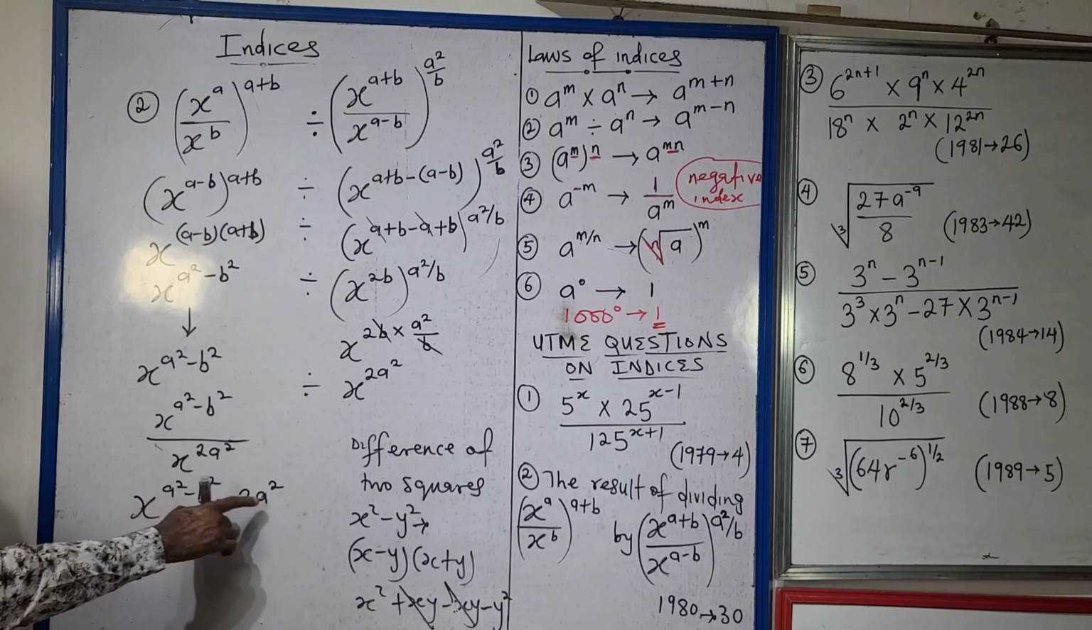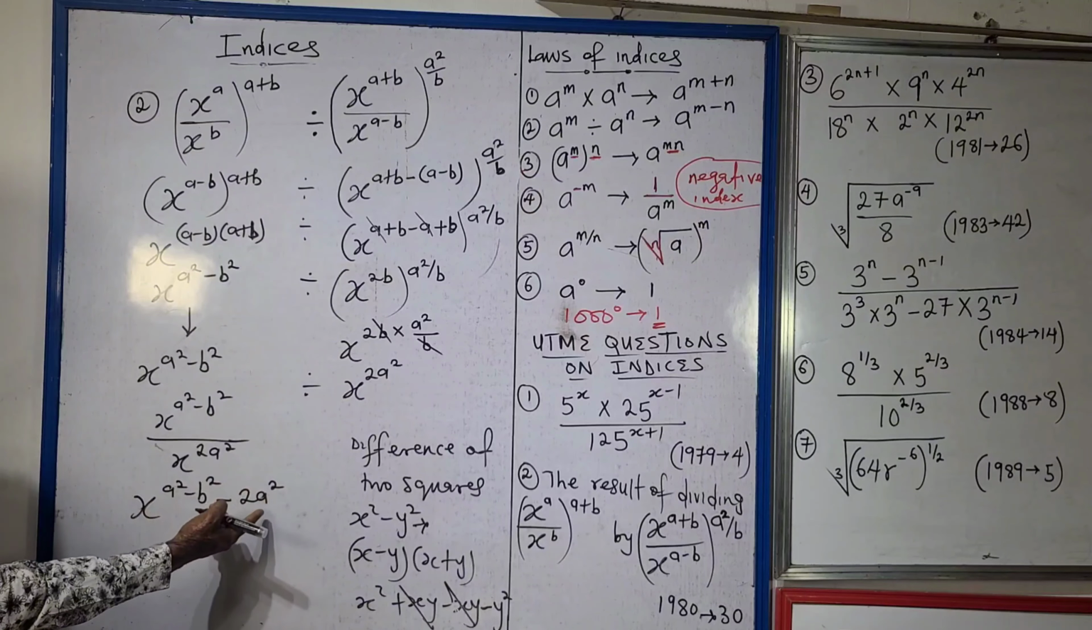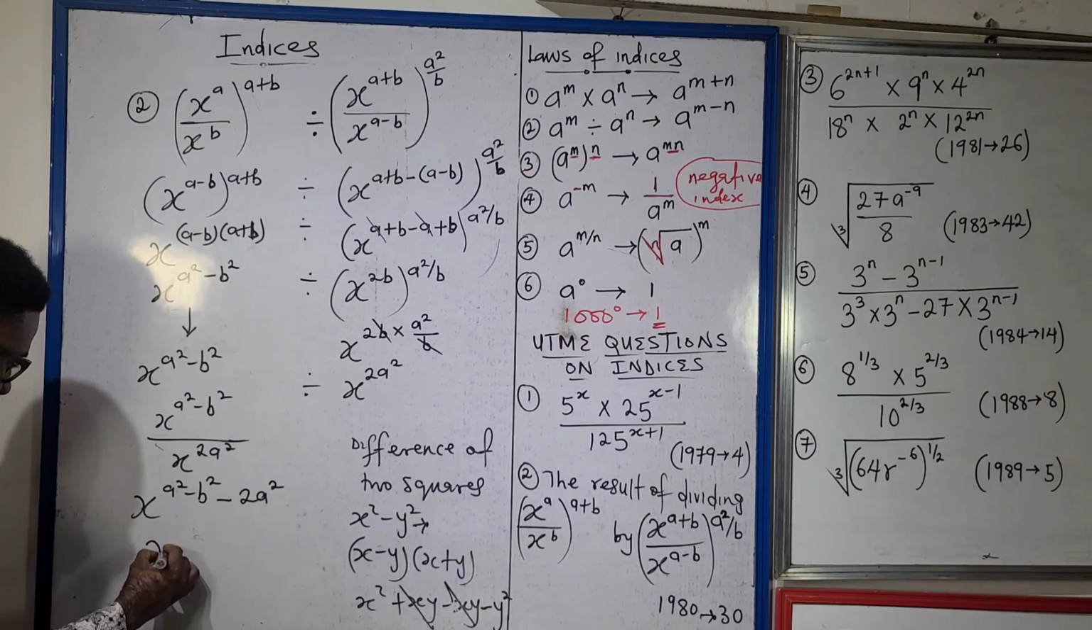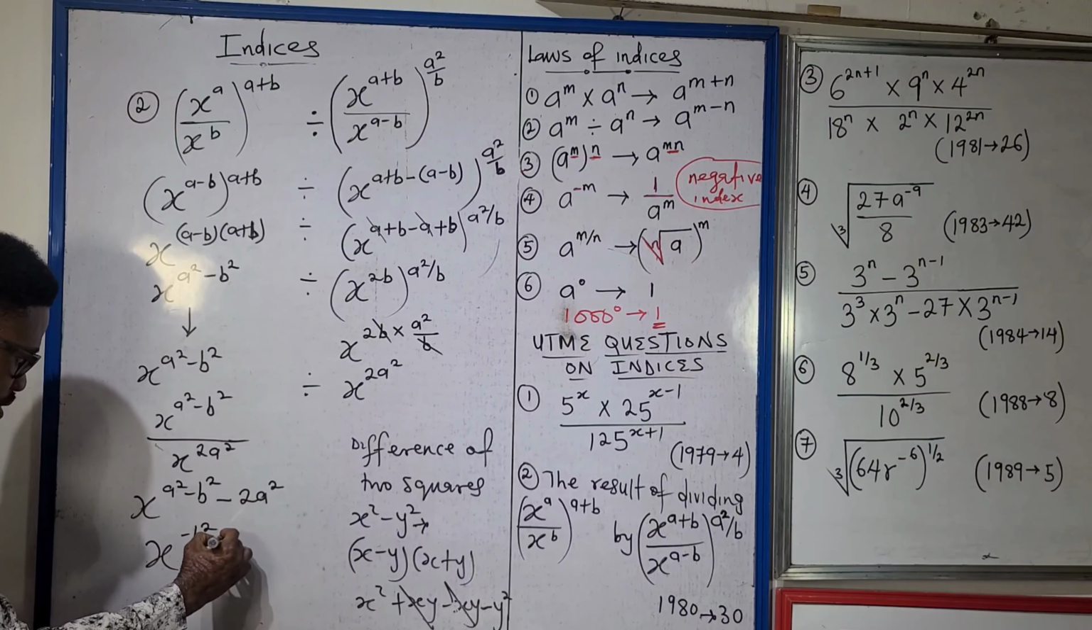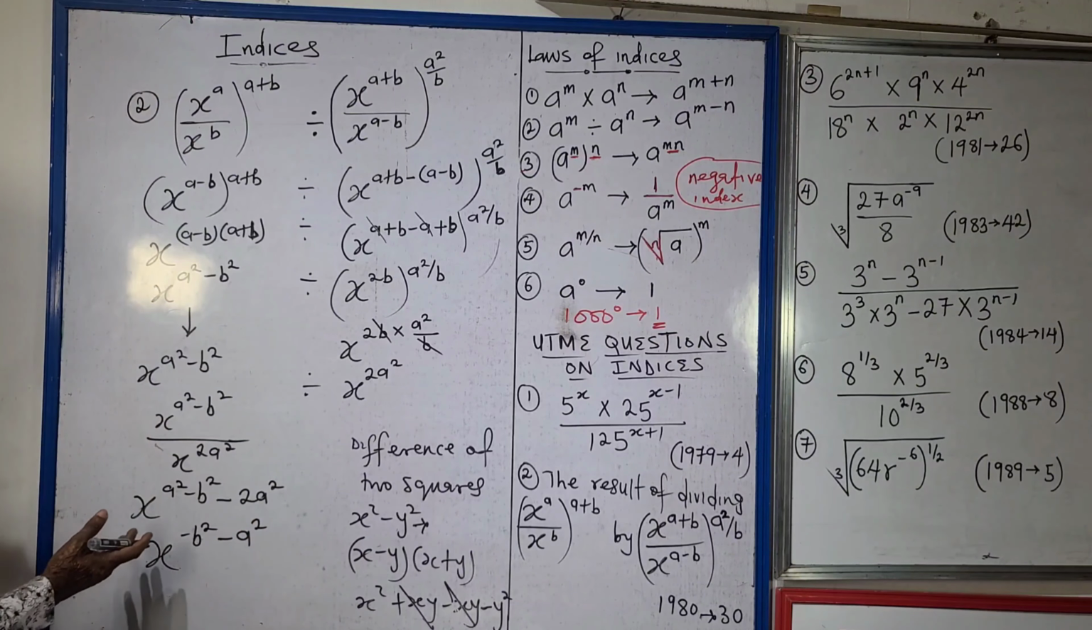So a square minus 2a square. A square is the same thing as 1a square. A square minus 2a square, that's going to give you x raised to power minus b square minus a square. I could leave my answer this way.